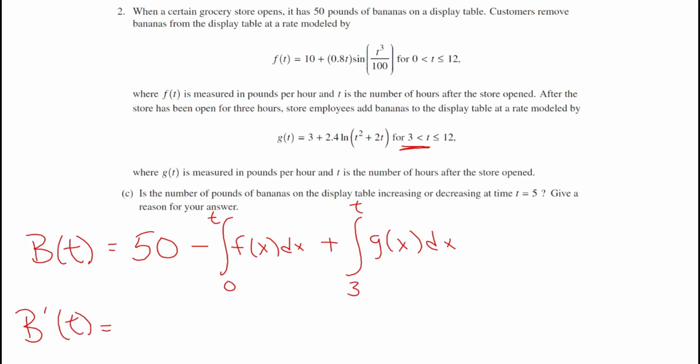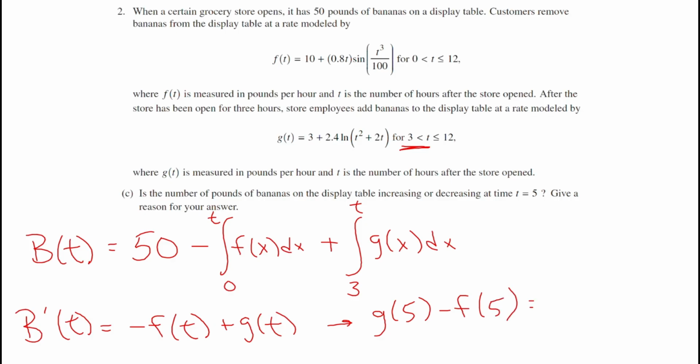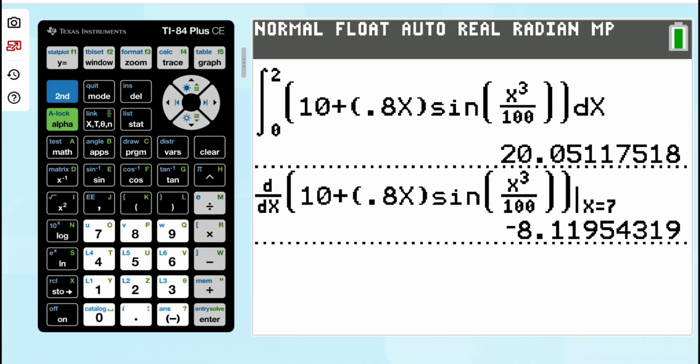The derivative of 50 is 0. And then both of these are derivatives of integrals from constants to a variable of some function. So their derivatives are just the functions. So it's negative f of t plus g of t. And so what we want to know basically is g of t minus f of t positive or negative at 5? So we'll say, let's look at g of 5 minus f of 5 and see what it equals. Well, we'll then have to go in and evaluate g of 5 minus f of 5. So we'll go to our calculator here.